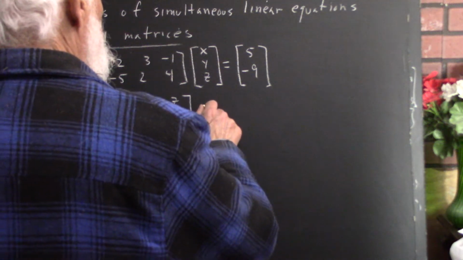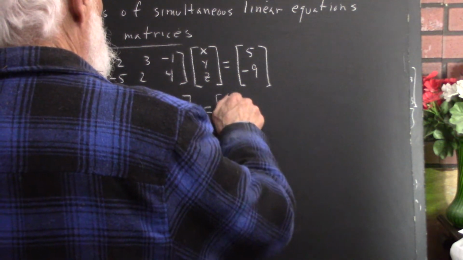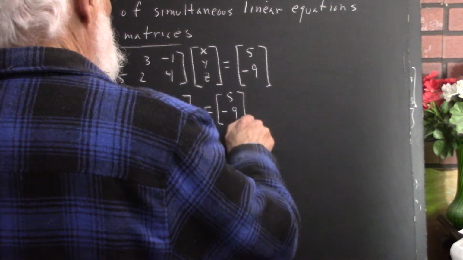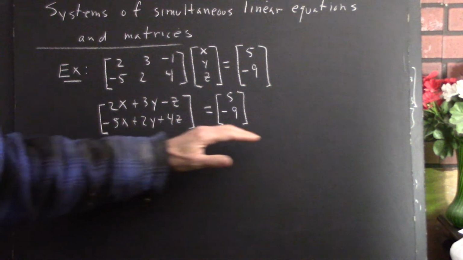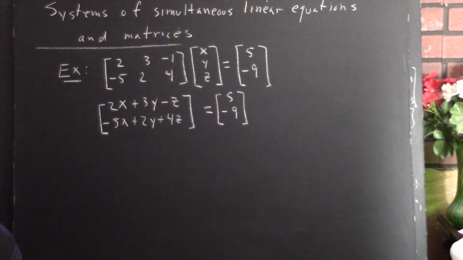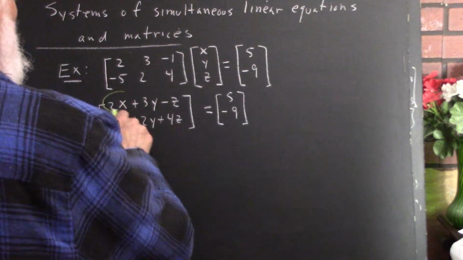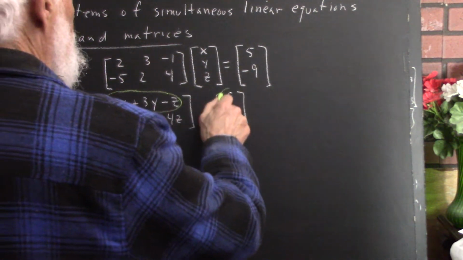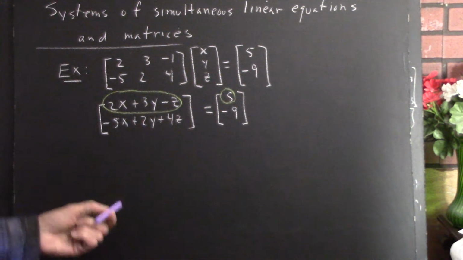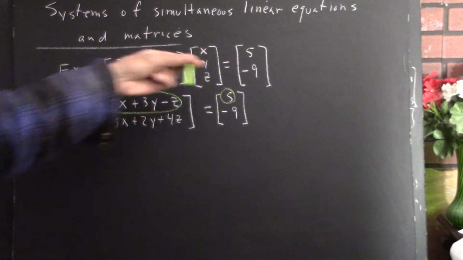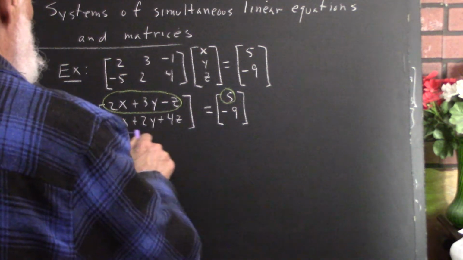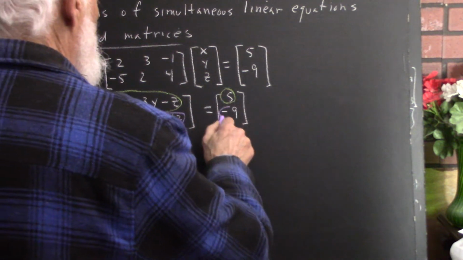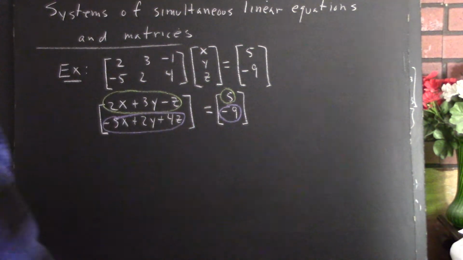Okay, and then on the right hand side we still have 5, negative 9. Well, if this matrix is going to equal this matrix, then whatever we have in this row has to be equal to whatever we have in this row. Otherwise, the matrices are not going to be equal. If the first row is not equal to the first row, the matrices are not equal. And the second row has to equal what's in the second row.